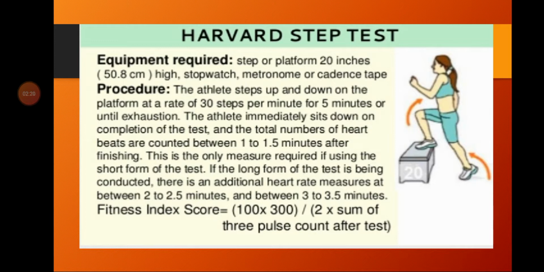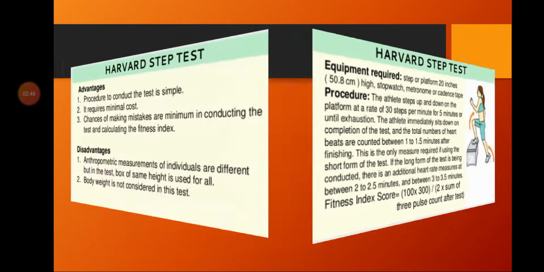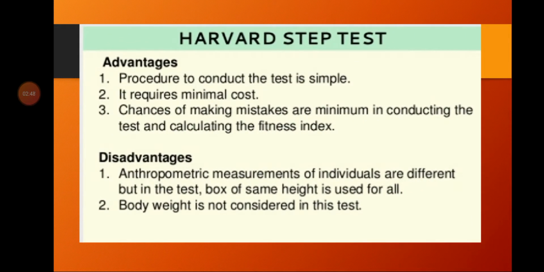If the long form of the test is being conducted, there is an additional heart rate measure at between 2 to 2.5 minutes and between 3 to 3.5 minutes. The fitness index score is equal to 100 into 300 divided by 2 into sum of 3 pulse counts after the test. Then what are the advantages and disadvantages of Harvard test?